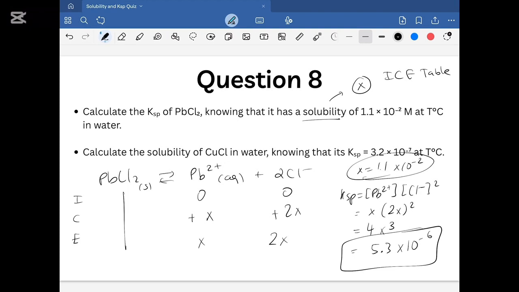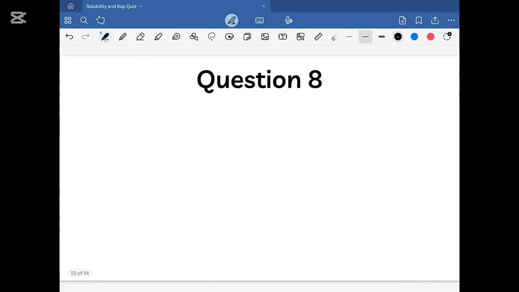Now for the next question, I have to calculate the solubility. So now I have to find X, and I'm given the KSP. I'm going to use the same way. I'm going to write the equation CuCl, and it's going to give Cu plus and Cl minus. Now I did not put over here Cu2 plus because, as you can see, there's no coefficient over here.